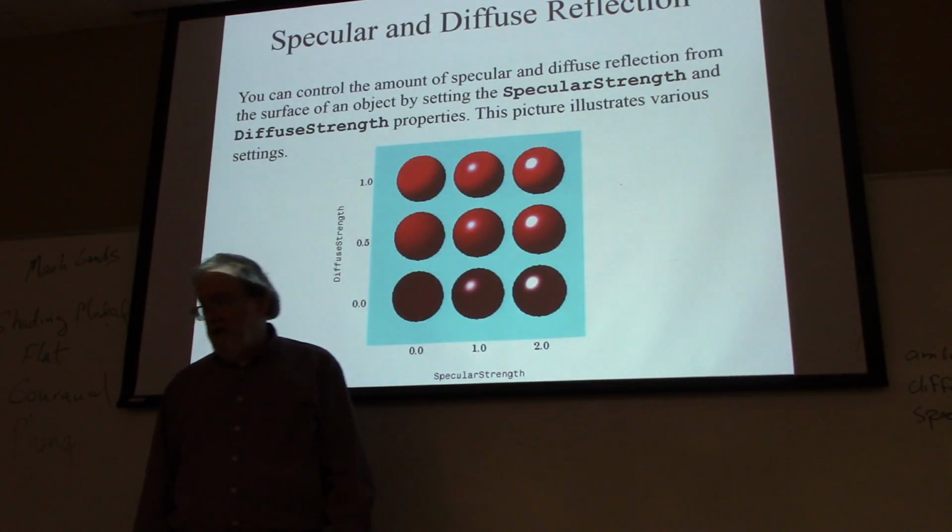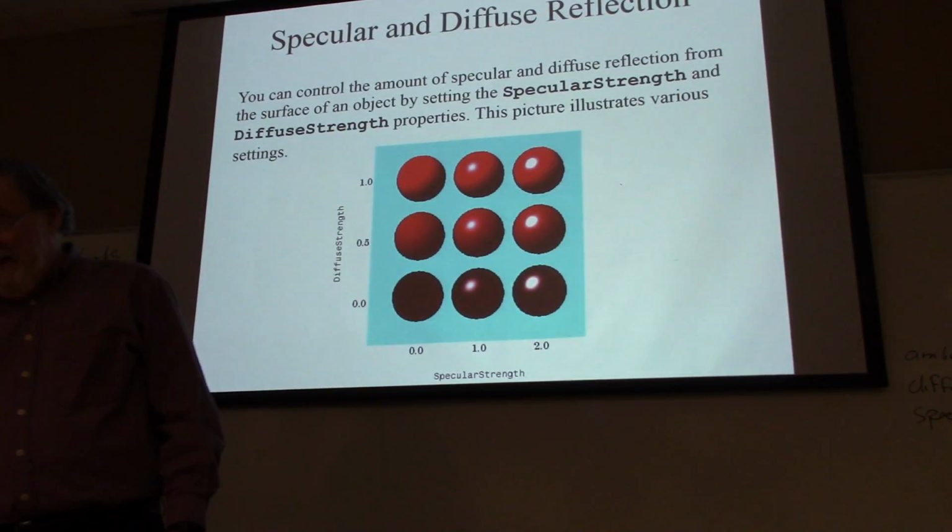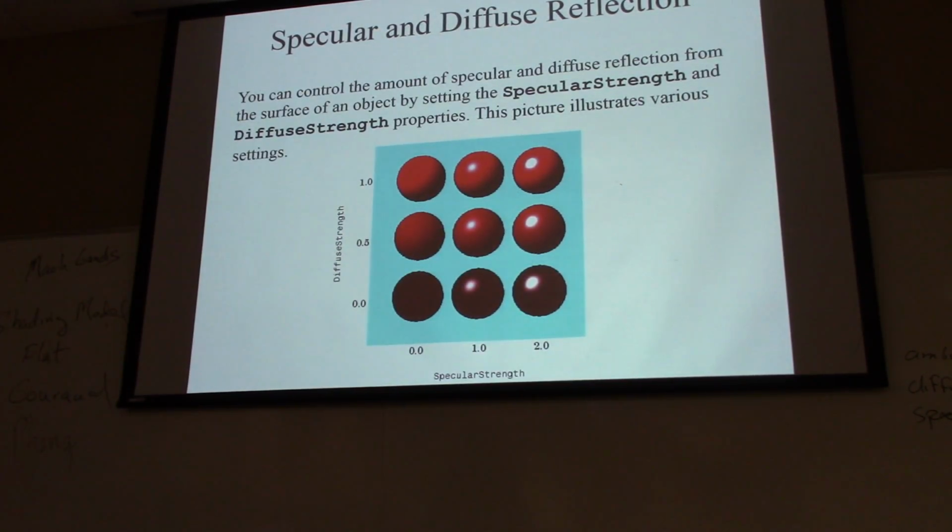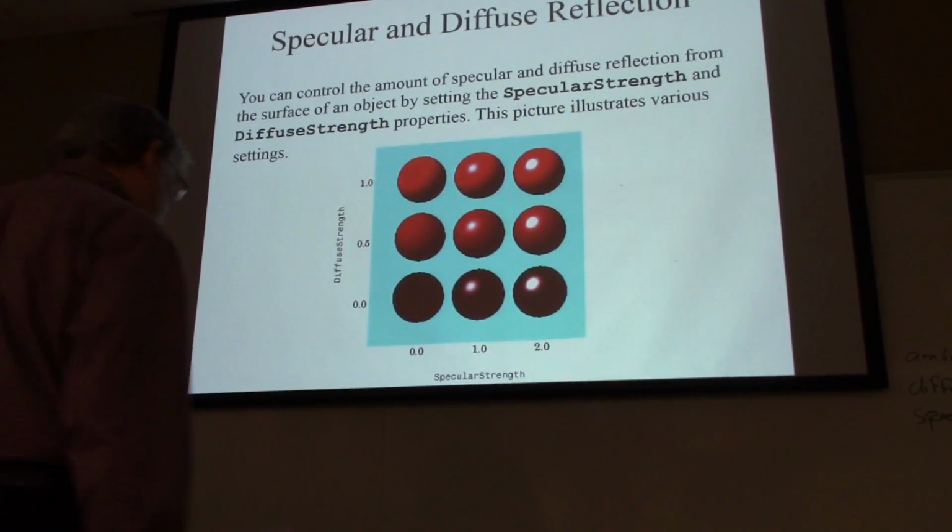Okay, so these pictures are important because they're on your homework assignment. All right, is to generate images that look at the variation of specular strength and diffuse strength.